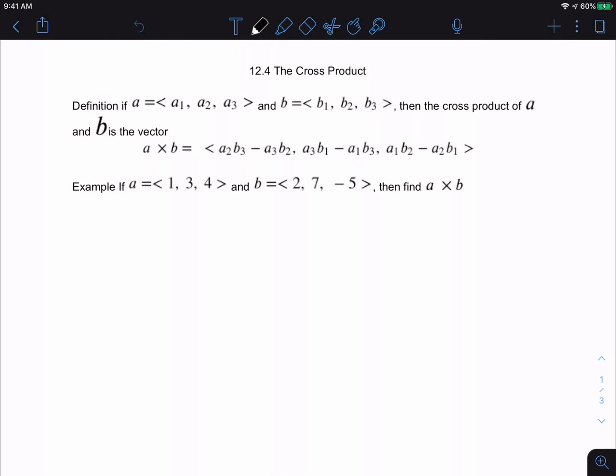Hello class. So we're going to go ahead and do 12.4, the cross product.